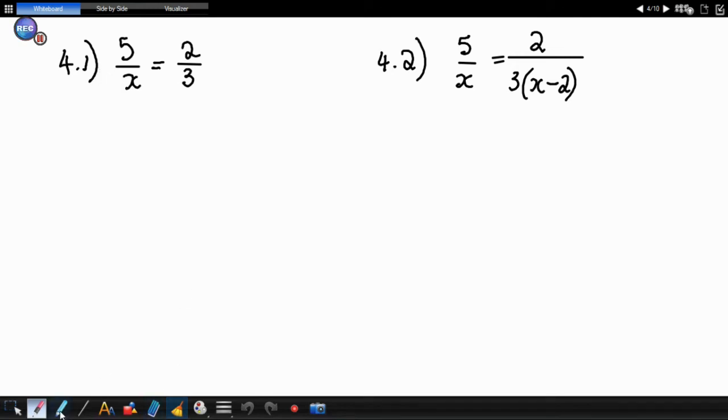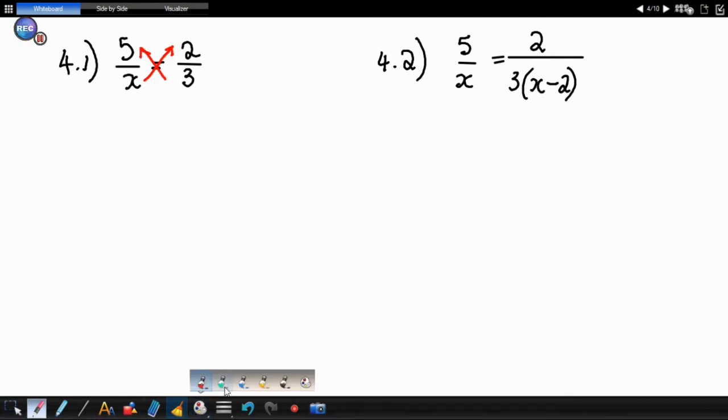4.1. Guys, another thing that you have to take note of, this is one term, and this is one term, right? So what is a term? This is a single mathematical expression and another single mathematical expression, okay? And this then allows us to work out this using cross multiplication. So we can cross multiply this.